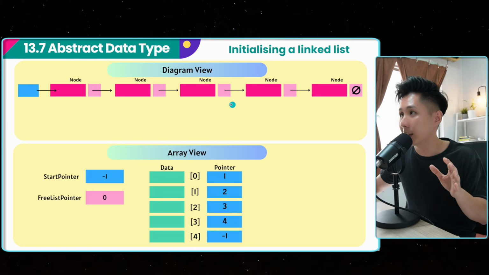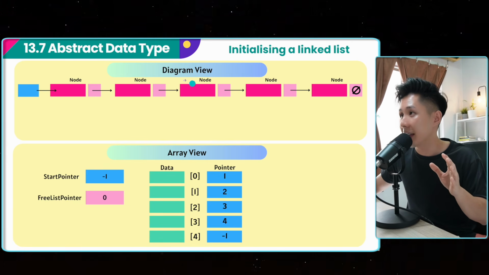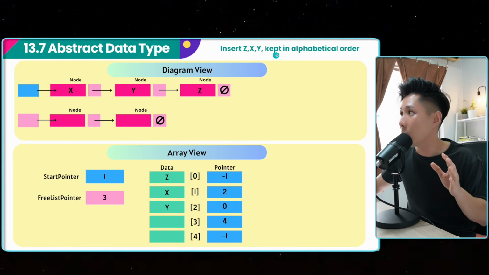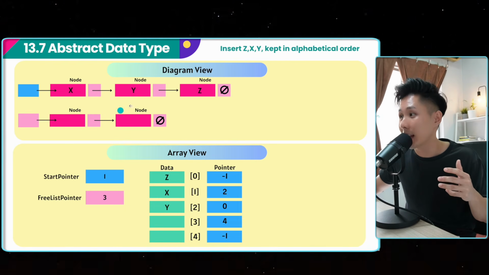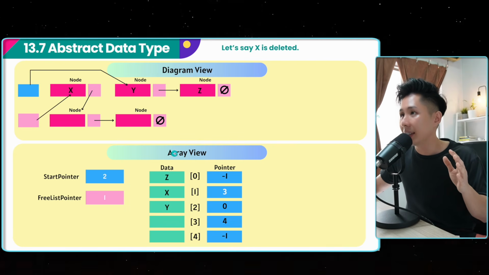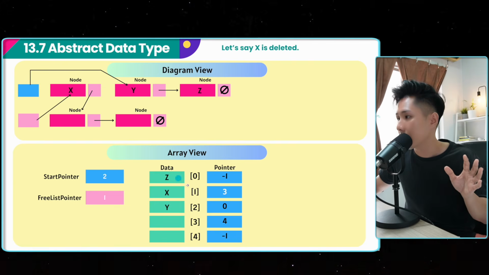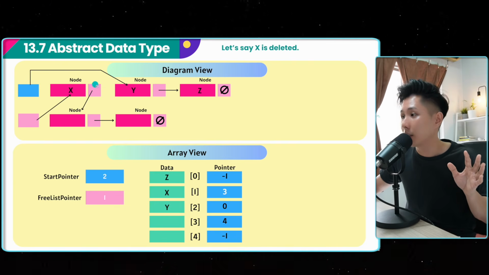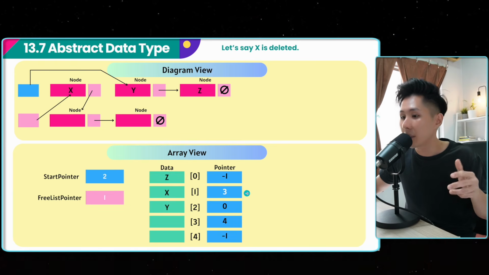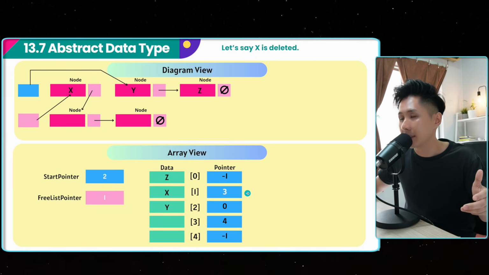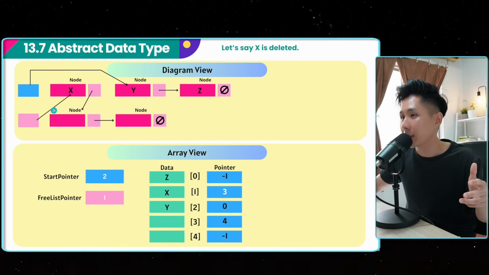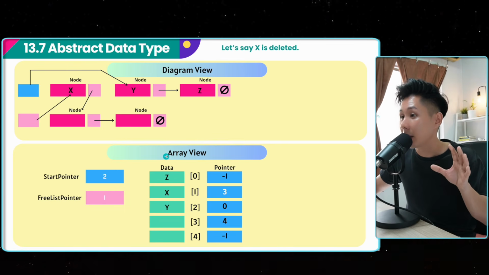And to show you in visualization form, let's say this is an empty linked list that I've created, and then I add z, x, y, but I keep it in alphabetical order, which is x, y, z. You can see that the start pointer is pointing at x, which is pointing at 2, which is y, which is pointing at z, etc. And imagine that I delete x, meaning that the position that x occupies should be available when a new node is added. So I'll just connect this, and now you can see that it's very useful.